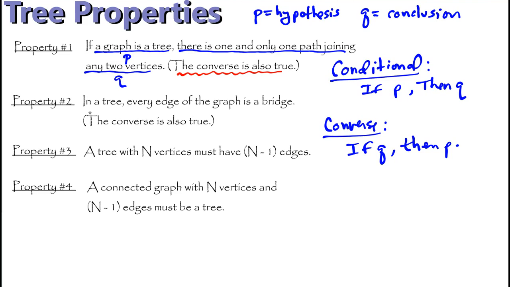Property number 2, in a tree, every edge of the graph is a bridge. This also says that the converse is true. So for property 2, if we were to use the converse, we would say if every edge of a graph is a bridge, then we can conclude the graph is a tree. We can read property 3 and take note that it does not say that the converse is also true. Property 3 says a tree with n vertices must have n-1 edges. There is no comment about the converse. So let's explore property 3.